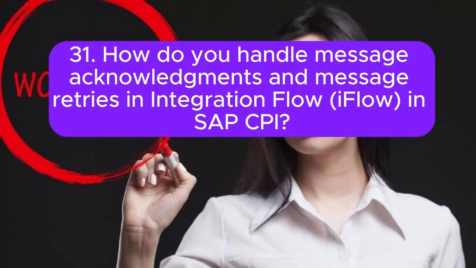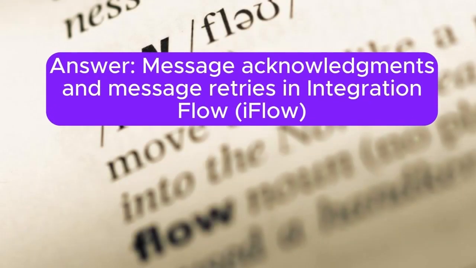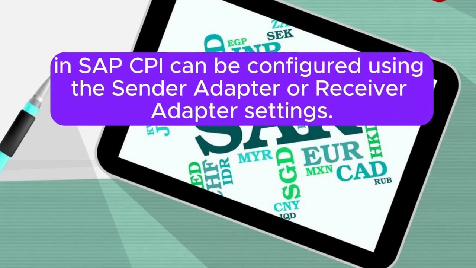31. How do you handle message acknowledgements and message retries in integration flow (iFlow) in SAP CPI? Answer. Message acknowledgements and message retries in iFlow in SAP CPI can be configured using the sender adapter or receiver adapter settings.